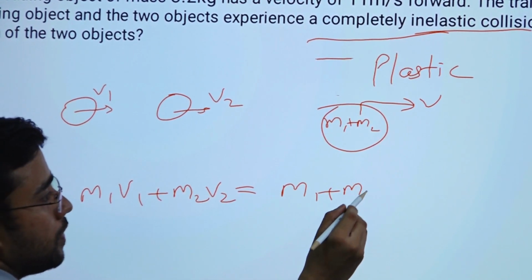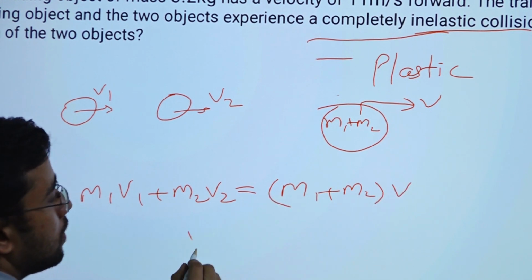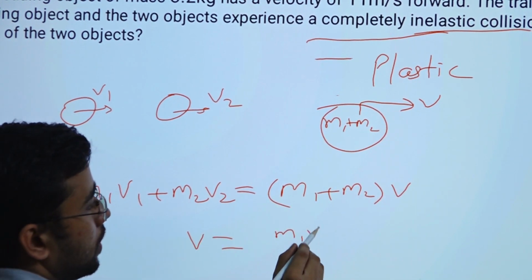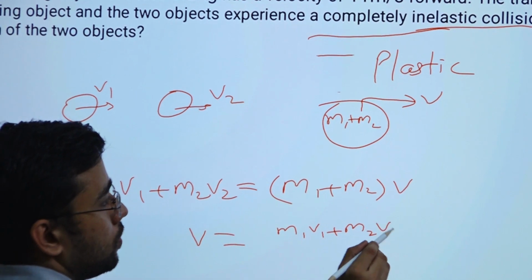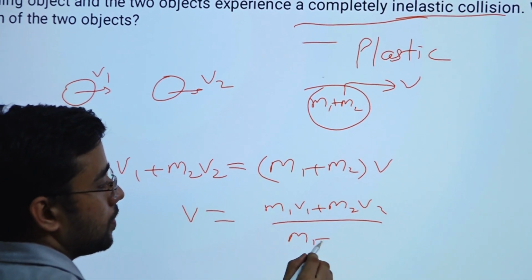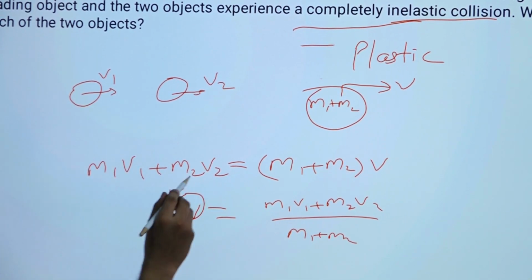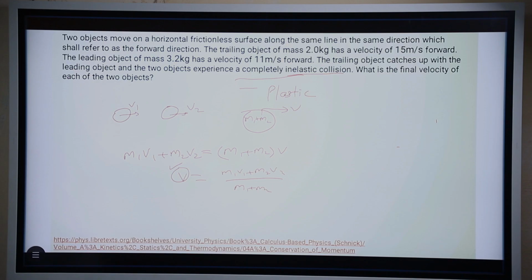m1 plus m2, because the velocity will become the same, that will be v. So v equals m1 v1 plus m2 v2 divided by m1 plus m2, and you can easily find the final velocity. So that will be the answer. You will put in the values and get the answer. Right. So then let us move to next.